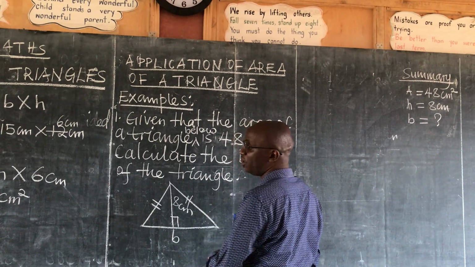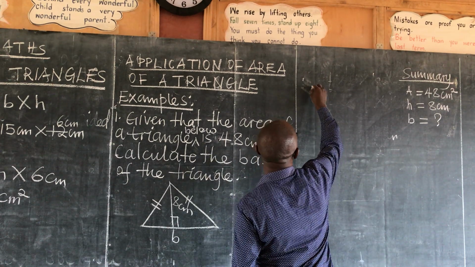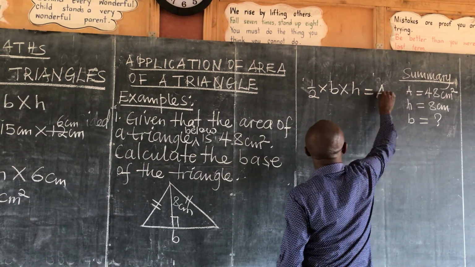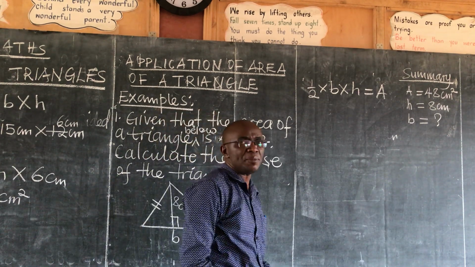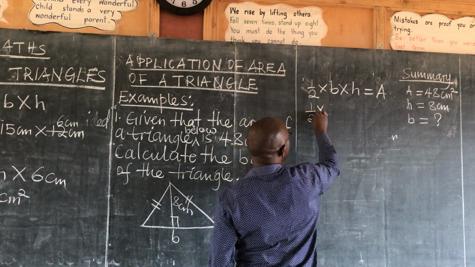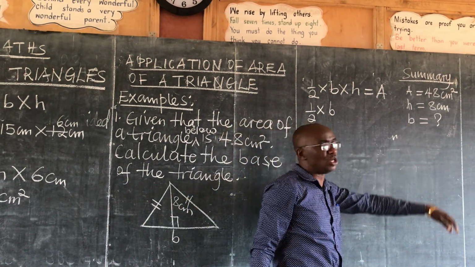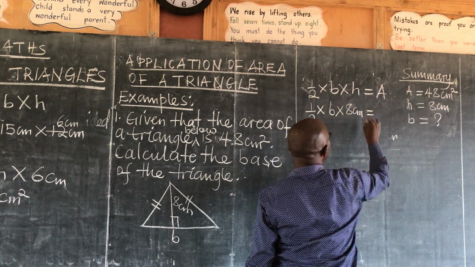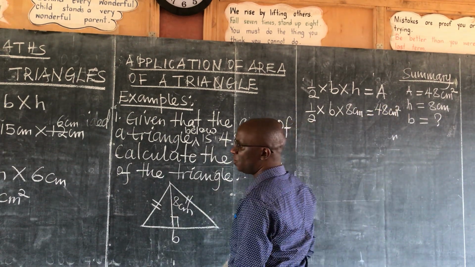Why am I using the formula for finding area of a triangle? Because I have been given the area. So that means it is going to be a half times base times height is equal to area. Then I substitute. To substitute is to remove and replace. So now this is a half times the base, which you do not have. So you maintain B because you do not know the base. It is what you are looking for. Times the height, which is 8 centimeters, is equal to the area, which is 48 centimeters square.